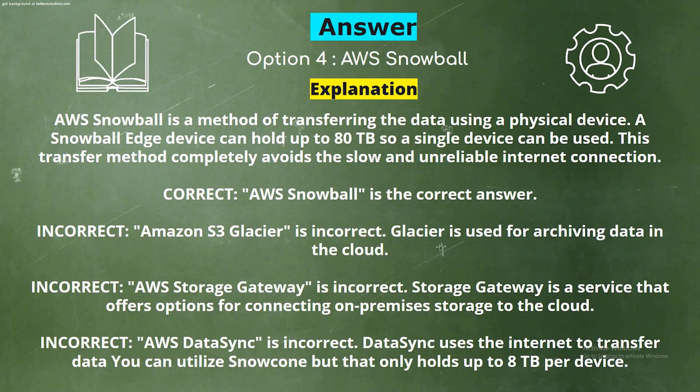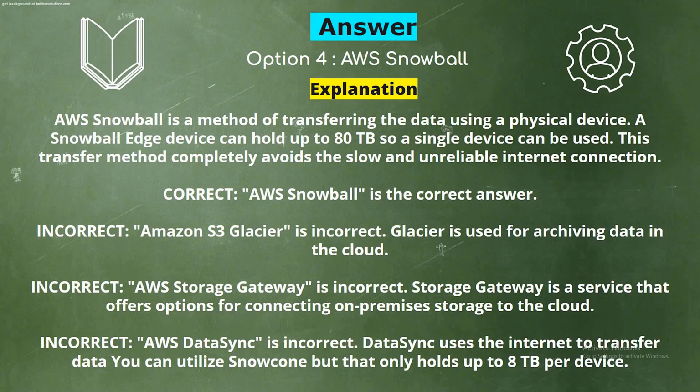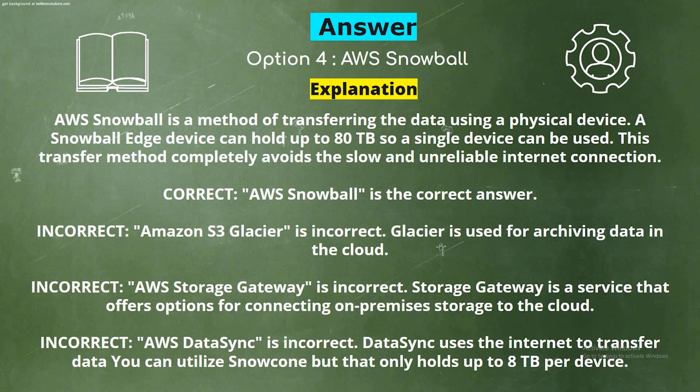Incorrect, AWS Storage Gateway is incorrect. Storage Gateway is a service that offers options for connecting on-premises storage to the cloud. Incorrect, AWS Data Sync is incorrect. Data Sync uses the internet to transfer data. You can utilize Snowcone, but that only holds up to 8 terabytes per device.